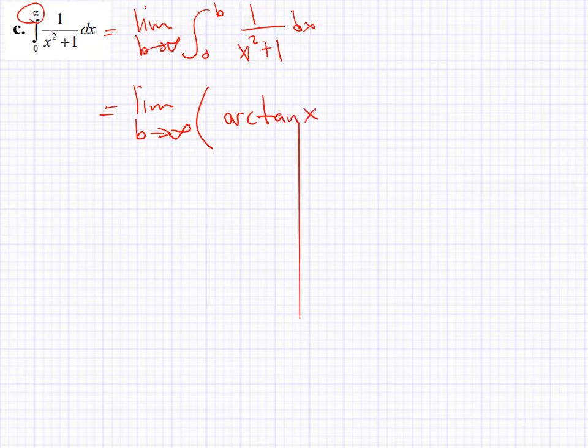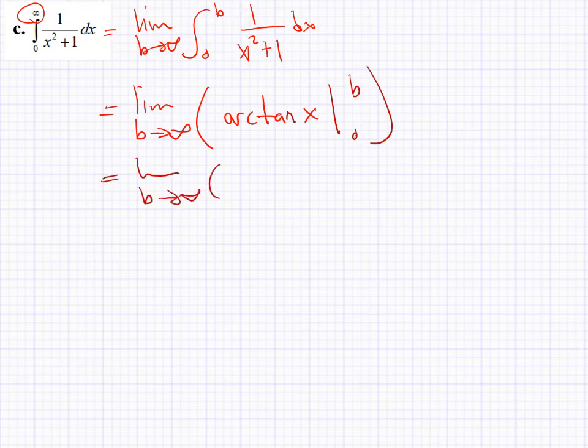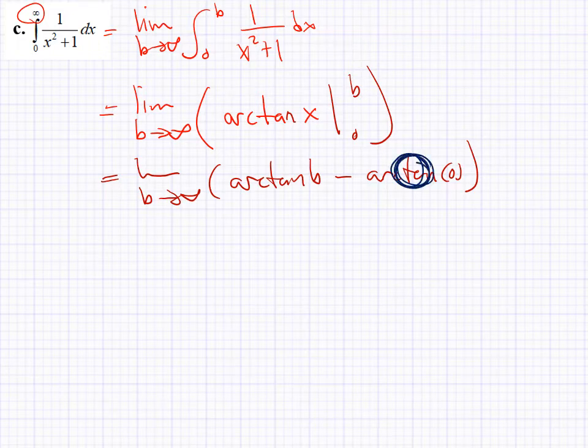Arctan of x between 0 and b. So then I have the limit as b goes to infinity of the arctan of b minus the arctan of 0. Everyone should know that the arctan of 0 is 0. Okay. So here's the arctan of b as b goes to infinity, and now the question is, well, what's going on here?